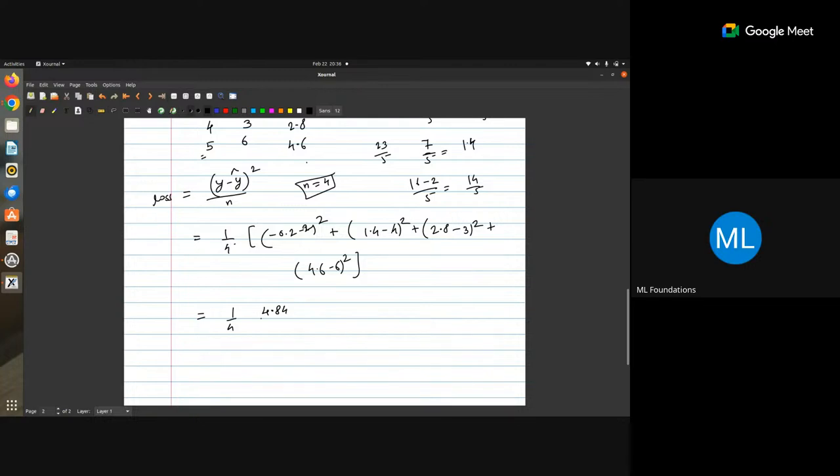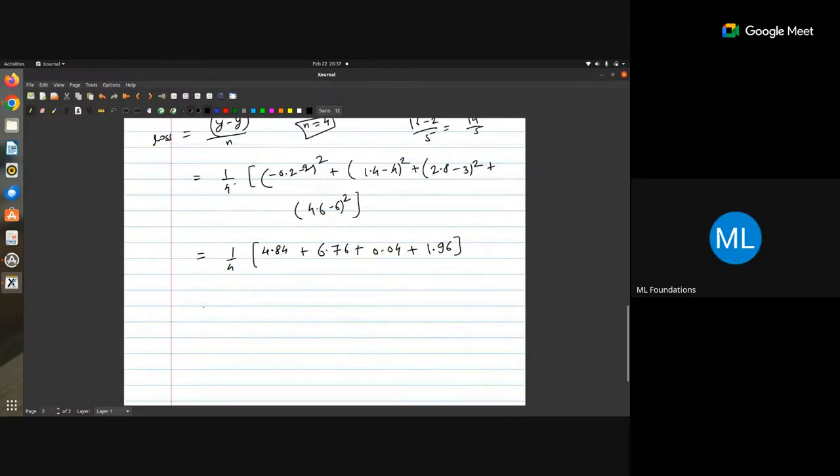4.84. Okay, 4.84. Plus what is this? 4 minus 1.4 is 6.76, plus here 0.04, plus here 1.96, right, fine. So if you can just calculate, tell me the number here. 3.4 divided by 4, right?